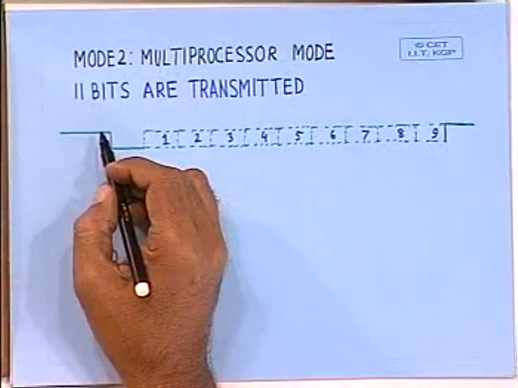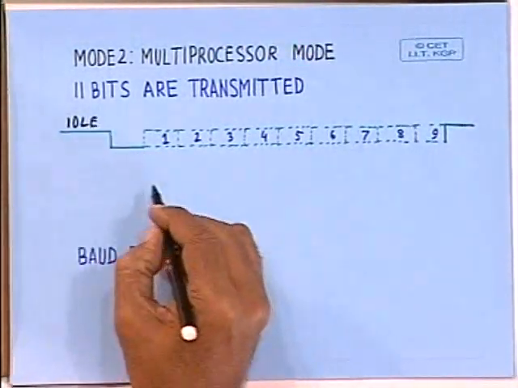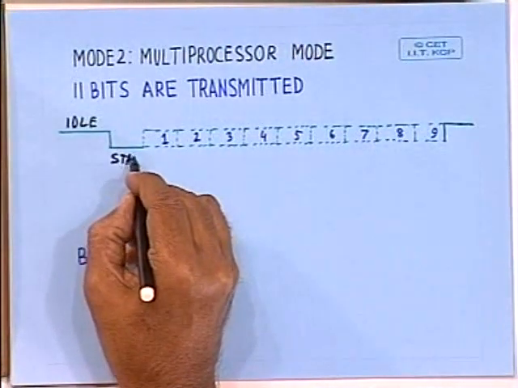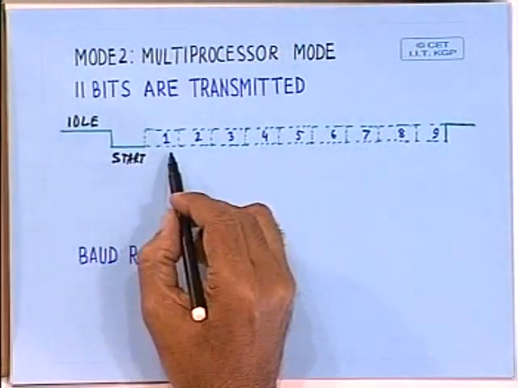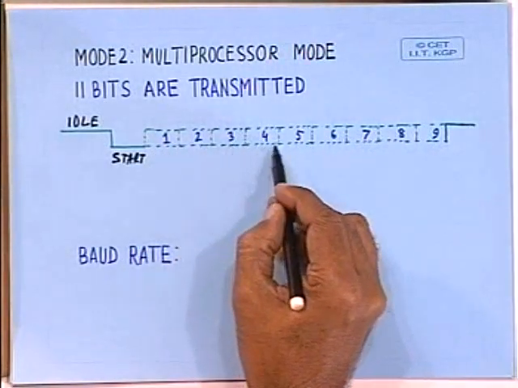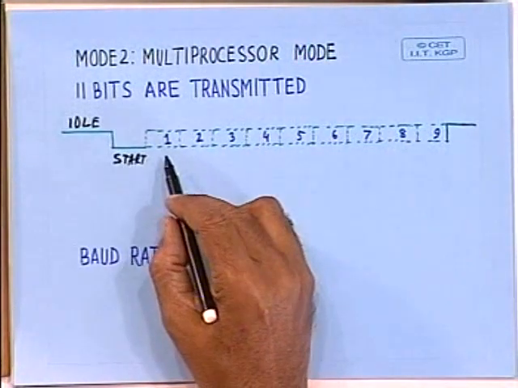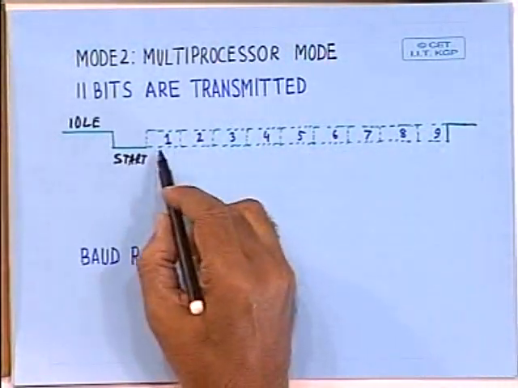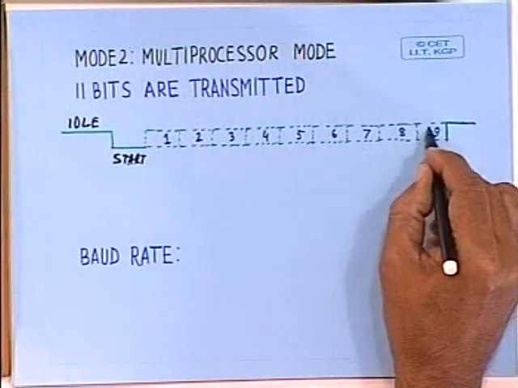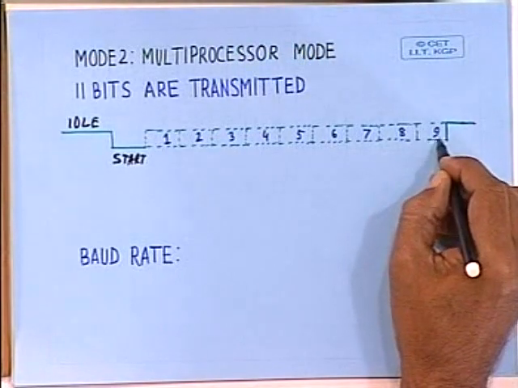This is your idle state, and here is your start bit, and you can see here 1, 2, 3, 4, 5, 6, 7, 8, 9. So in the usual way you would be able to send 8 bits of data, but you have got a 9th bit. Where does this 9th bit go, and where does it come from?